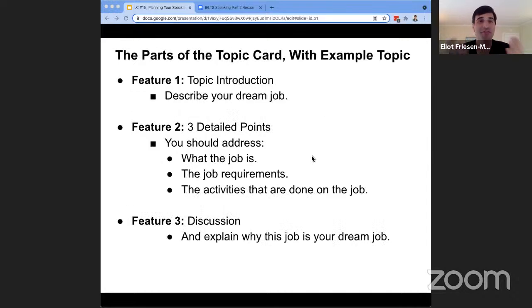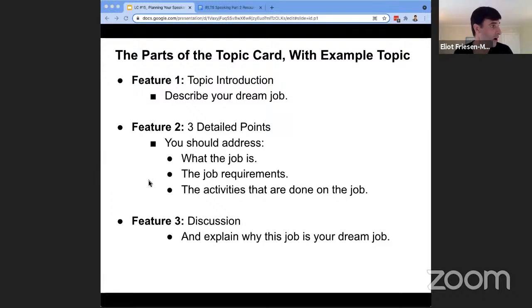with some filled out example of a topic card, okay? So feature number one, topic introduction. So describe your dream job, okay? So your interviewer gives you your card and says, okay, I'd like for you to describe your dream job. You have 1 minute to prepare an answer and you will speak for 1 to 2 minutes. And then you receive a card.